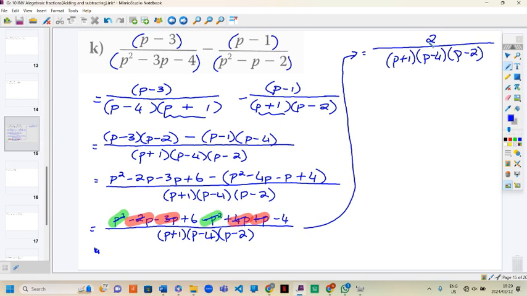Now I think I'm right at the end. What must I always look for? I need to look for if I can factorize anything in the numerator. Is there anything I can factorize there? No, it's just a 2. There's nothing I can factorize there.